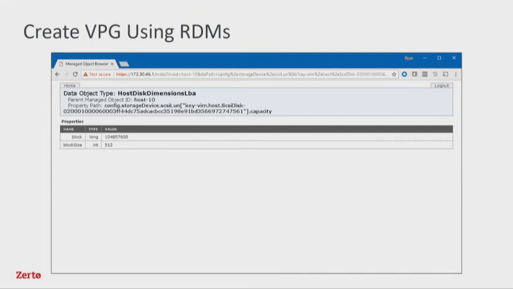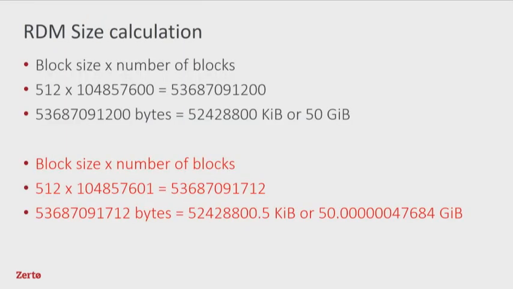We also have noticed customers that will have problems where if the block count is an odd number, that can certainly throw things off. And to illustrate that here is the RDM size calculation. So in our first example here, you can see that using the values we just went through for the Managed Object Browser, if we do our calculations, it's just the 512 size of the block times the number of blocks, we get a byte count, and then we can convert that. In the first example, it works out great. We've got an even 50 gigs.